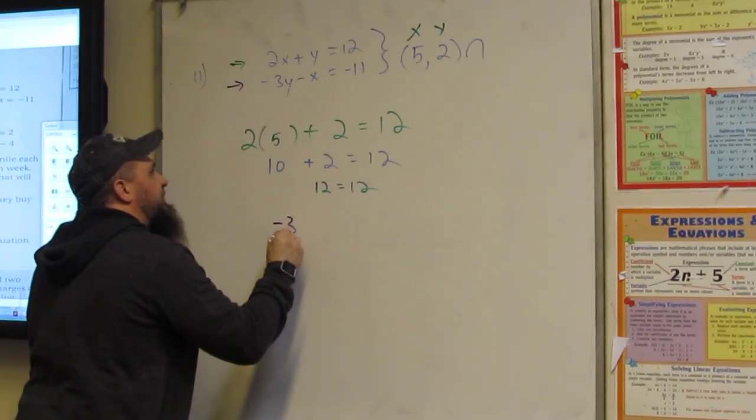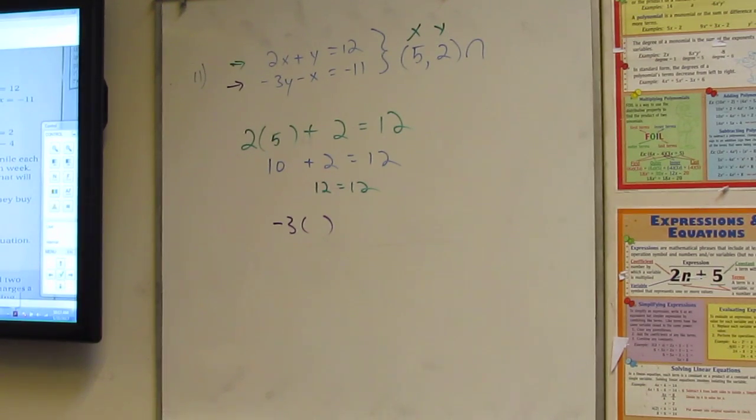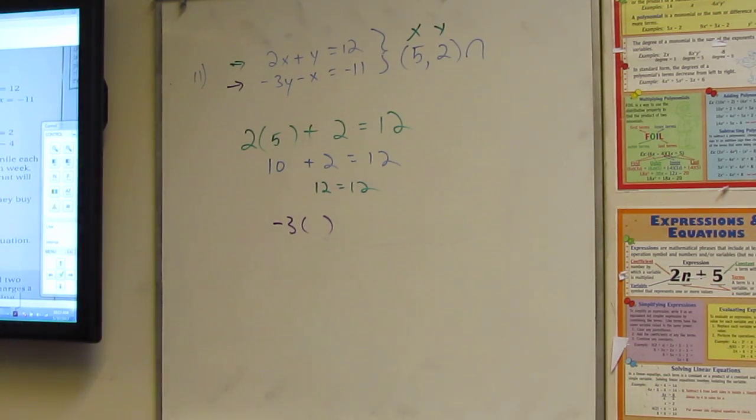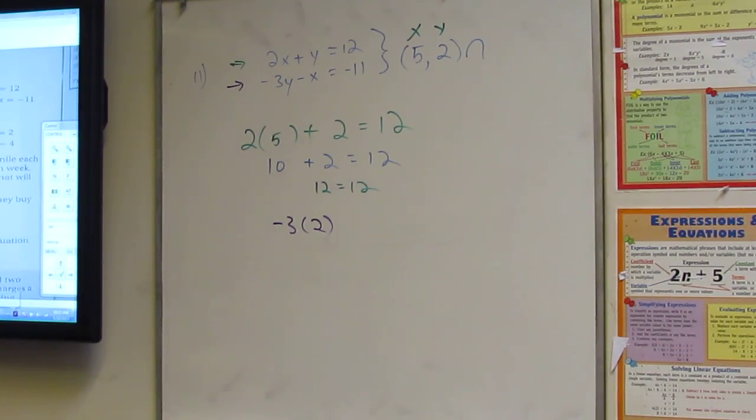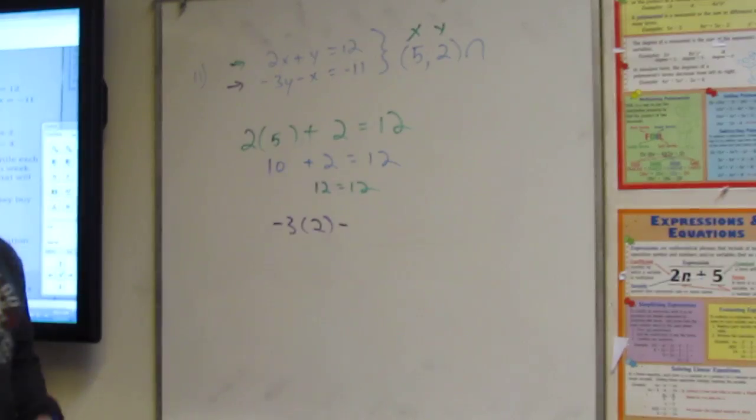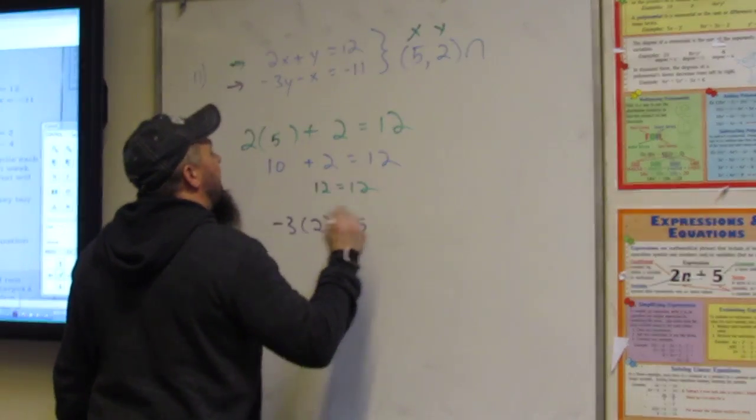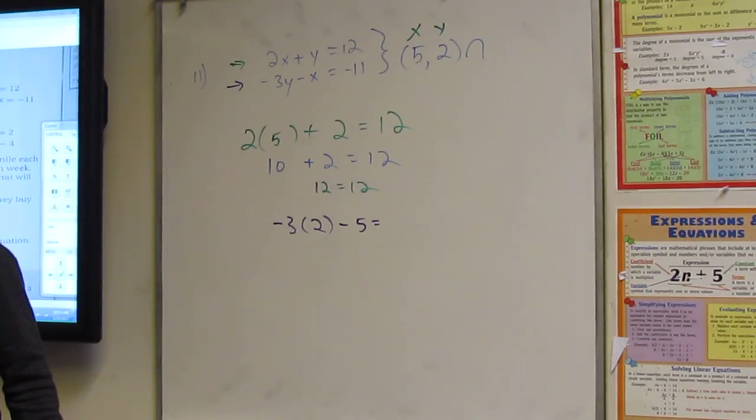And you said negative 3 times y. Don't get tricked. They put the y first. You got to tell me which one's y. Is it 5 or 2? 2. Okay. All right. Minus x. So minus, what's x? 5. Okay. Do you see how at the beginning, it equals negative 11.